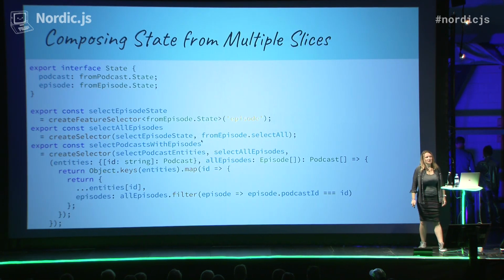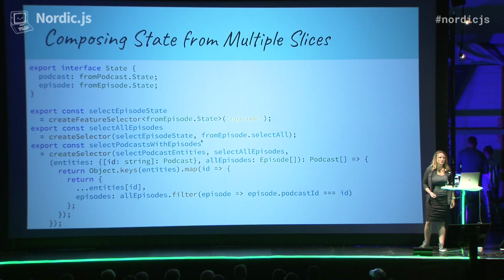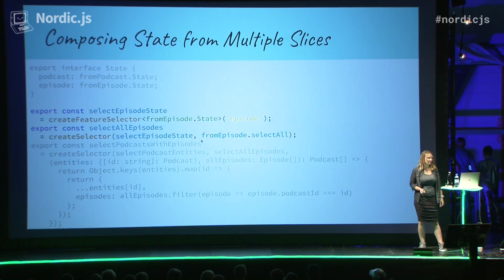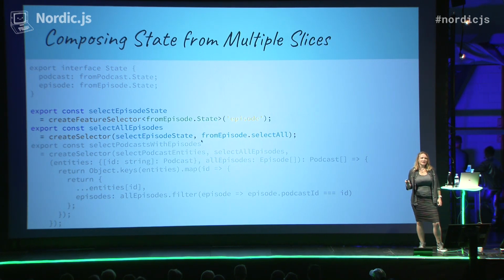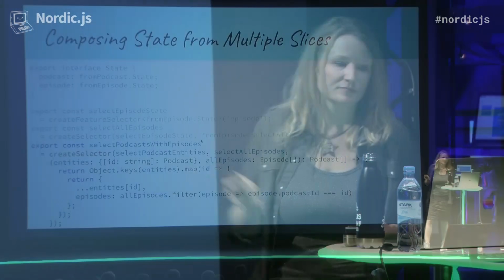In our application, we want to show a list of podcasts with their episodes, so we'll compose a selector that combines them. First, we define the episode feature selector, then use the provided selectAll helper from the episode store's Ngrx entity selectors. Then we can combine our podcast entities with the episodes filtered by the podcast ID to produce a podcast array in the state in the desired view shape.